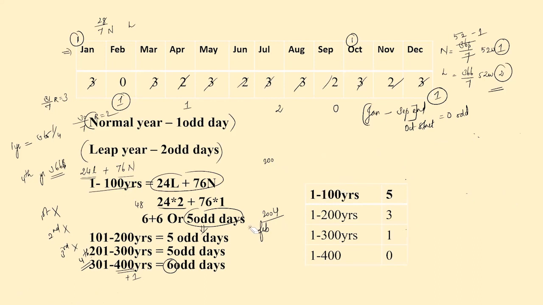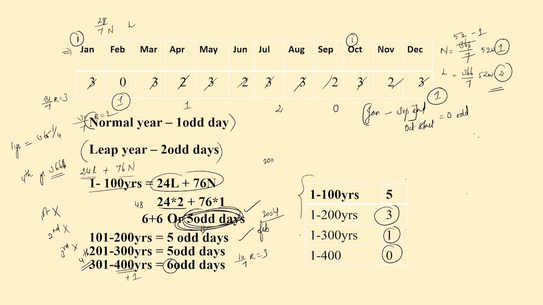Now, the first 100 years, there are 5 odd days. The first 200 years, there will be 5 plus 5, 10 odd days. Now 10 divided by 7, the number of odd days is going to be 3. There will be 3 odd days. The first 300 years, 5, 10, 15. 15 means there is going to be 1 odd day. 15 by 7, remainder is 1. And the first 400 years, so 5, 10, 15, 15 plus 6 is going to be 21. 21 is a multiple of 7, so that's going to have 0 odd days.